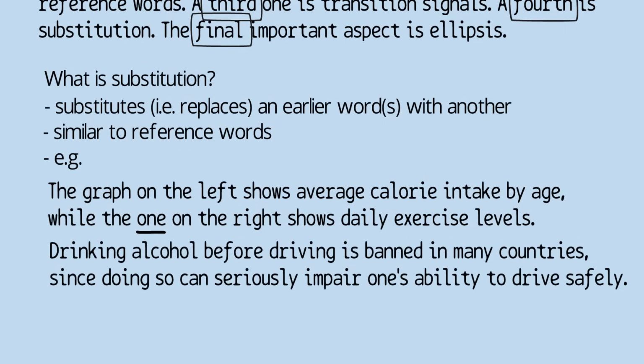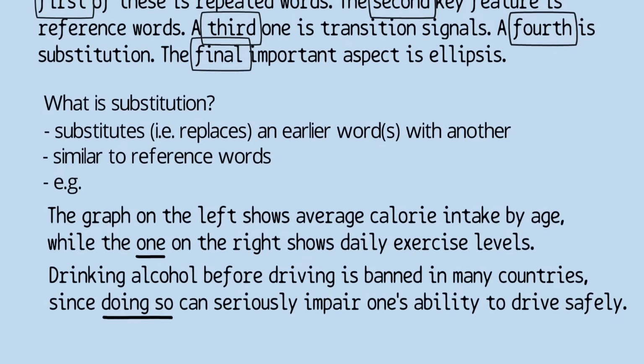Here's another example. Drinking alcohol before driving is banned in many countries, since doing so can seriously impair one's ability to drive safely. So here, doing so is an example of substitution, because it substitutes for the phrase, drinking alcohol before driving.